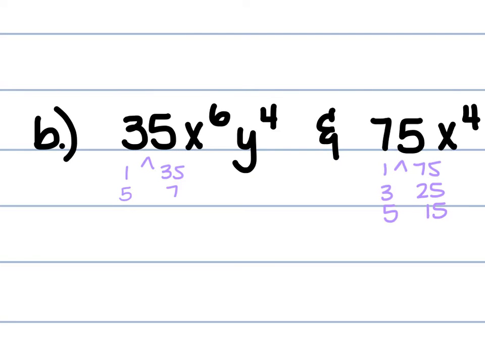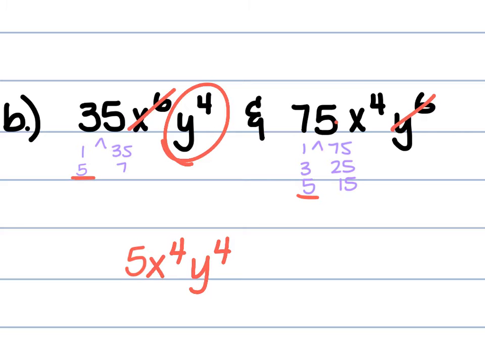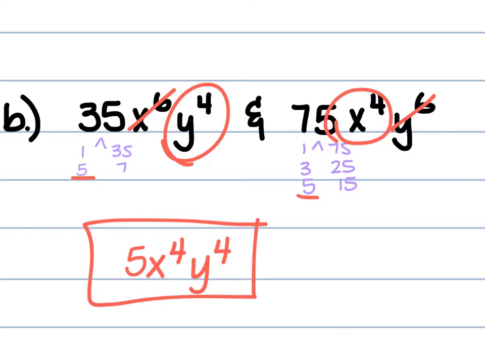All right, so the greatest common factor with all of these is the 5, so we're going to keep the 5. The smallest of the x is the x to the 4th, and the smallest of the y's is the y to the 4th. So that x to the 6th and that y to the 6th would cancel out pretty much, and we're going to keep the y to the 4th and the x to the 4th. So this is going to just be 5x to the 4th, y to the 4th.